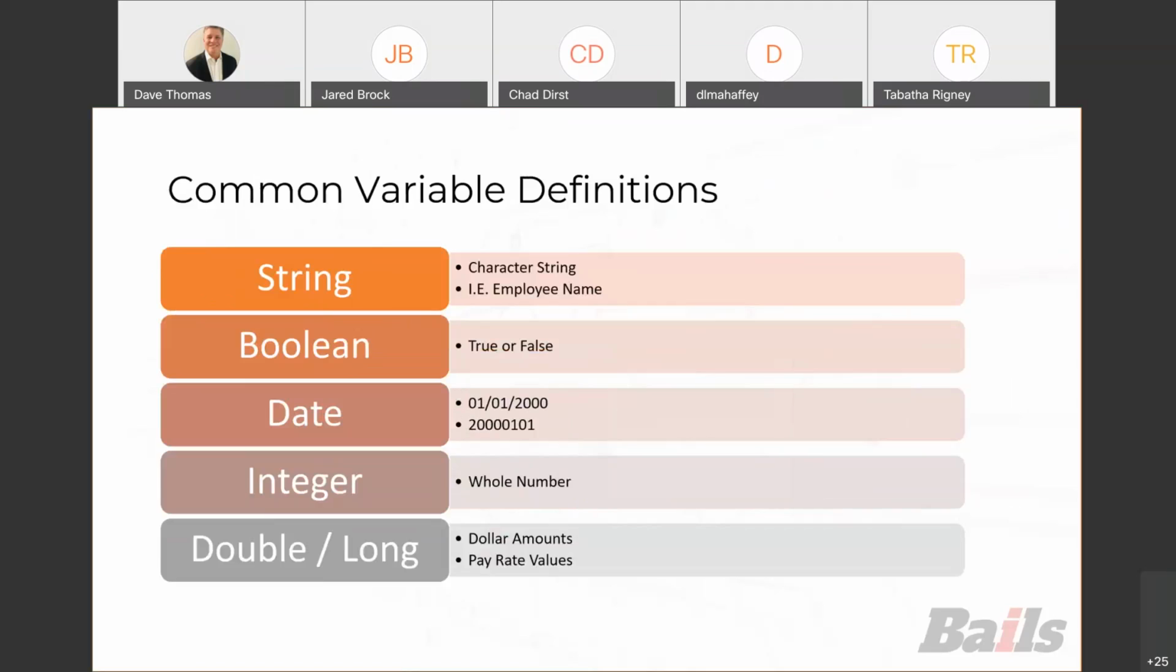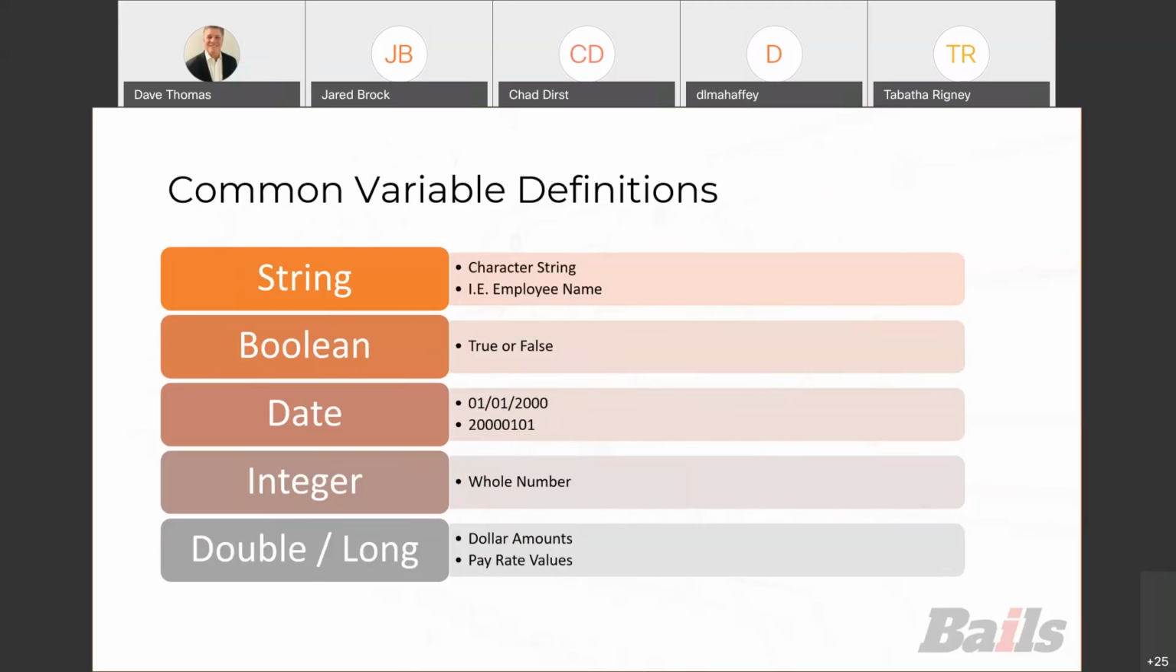We've got a couple common variable definitions here. These are, again, going to be very familiar to you if you've got any exposure in the developer world. These are common across basically all development platforms, and these really can be thought of just as data types.